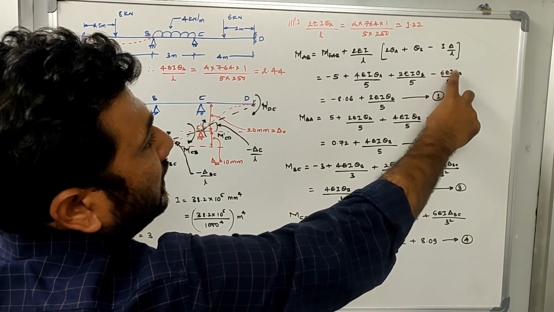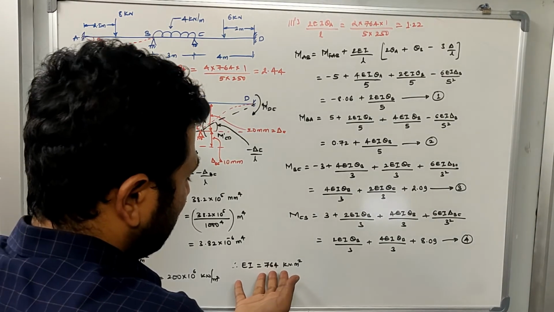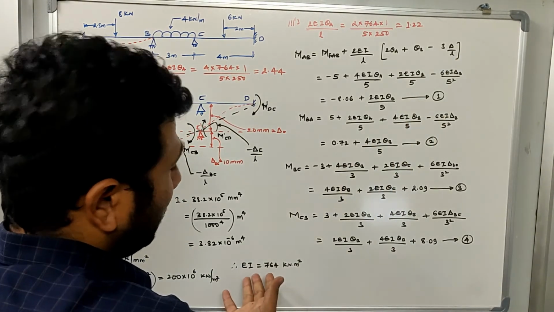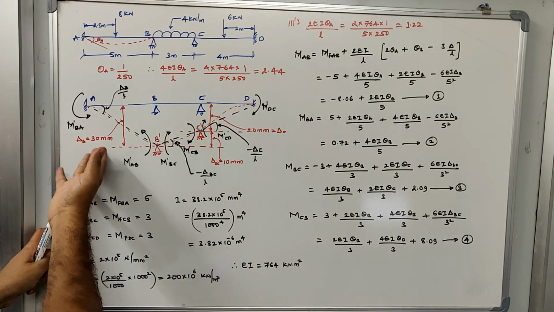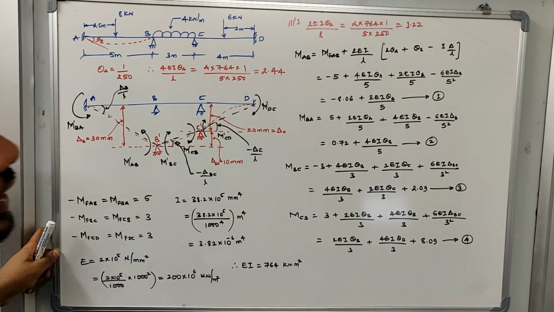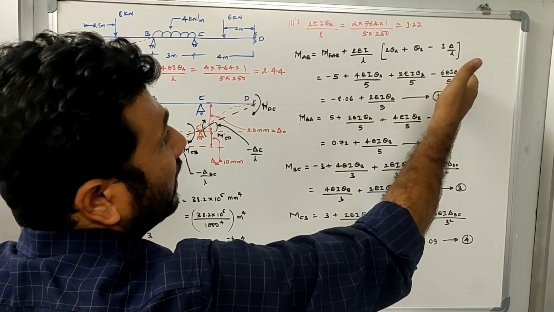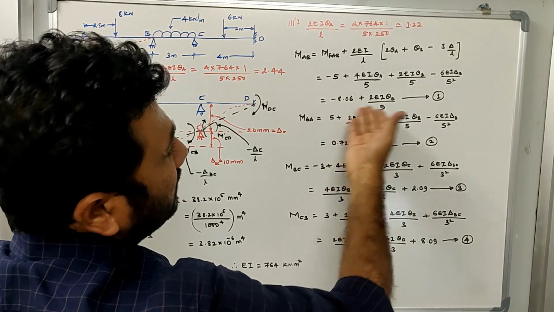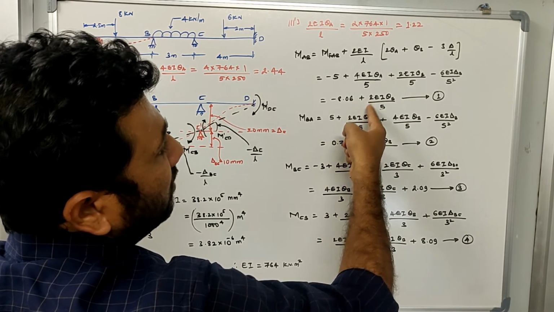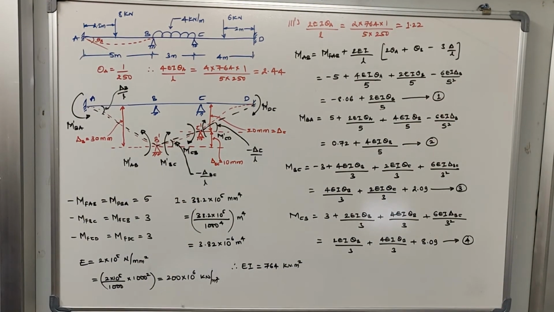Now going to 6EI delta B divided by 5 square. We can calculate this. We already know the value of EI, we can substitute that there, and we also know the delta B value. Delta B value is 30 mm, so you have to convert this into meters: 30 divided by 1000. Then you substitute that. So 6 multiplied by 764 multiplied by 30 by 1000 divided by 5 square will give you some value over here. Now after simplification of this equation, this is what I get: minus 8.06 plus 2EI theta B by 5 is my first equation. I hope this is very much clear to you to solve the first equation.